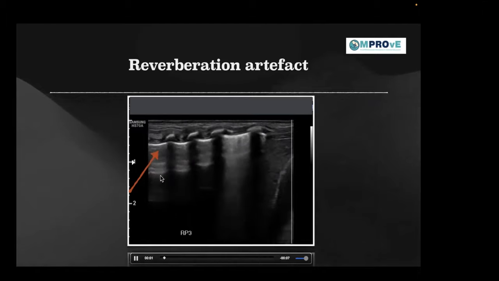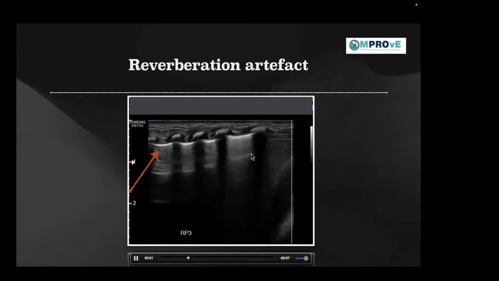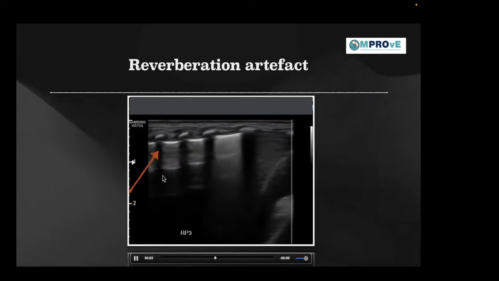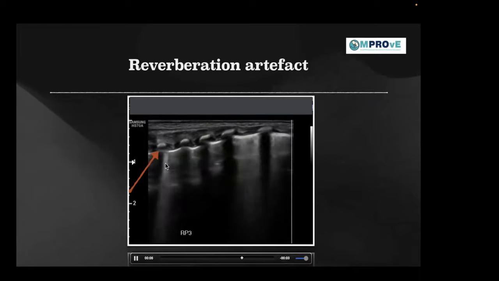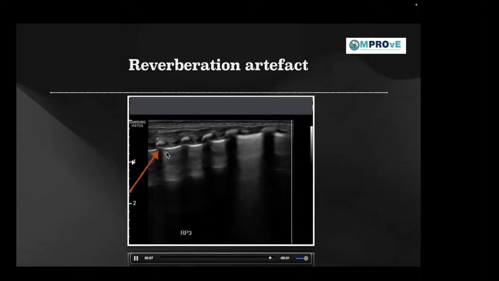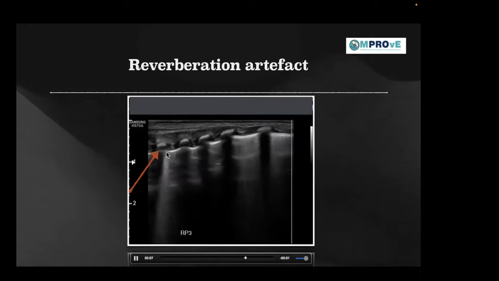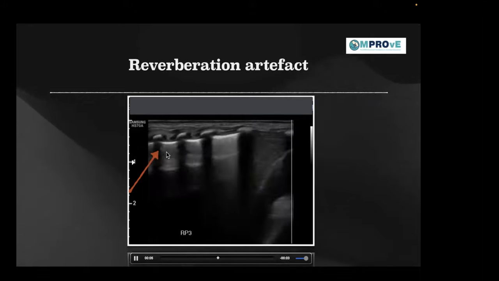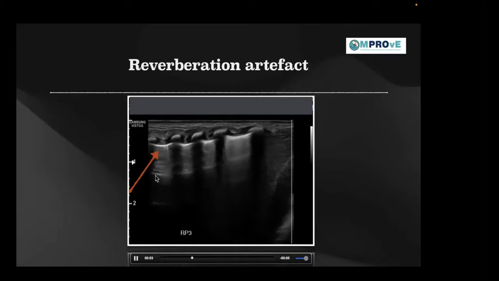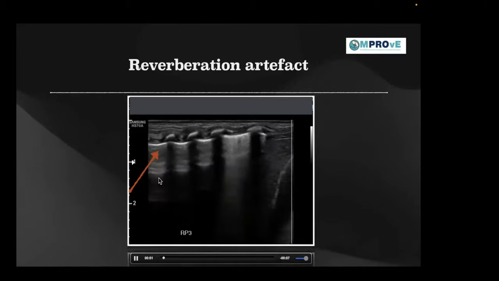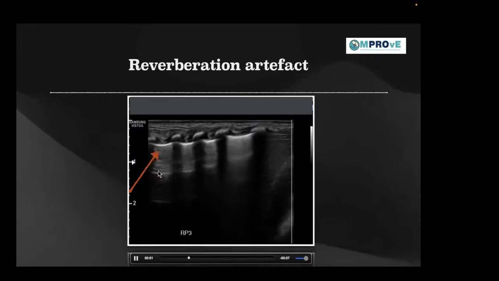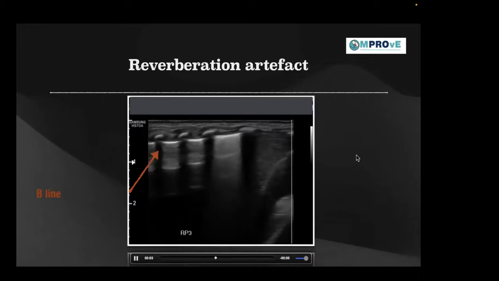Can we see the A lines? Yes, we do see the A lines. These are the A lines. Can we see B lines? Yes, it comes up. And as I said before, if it is a B line, it's always going to erase the A line. So you can see whenever the B lines are coming in the view, your A lines disappear. Yeah, so that's a B line.